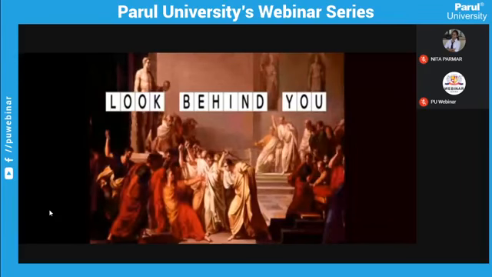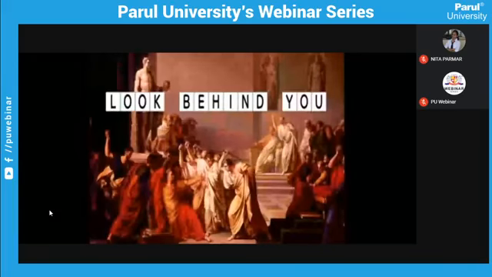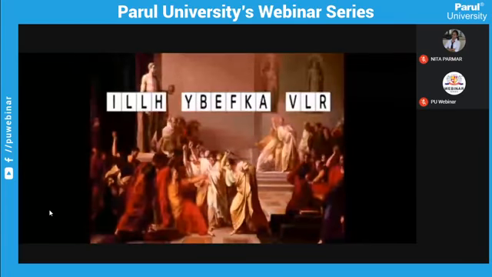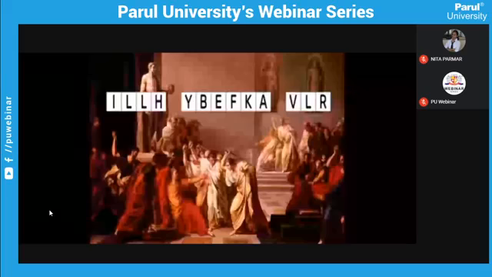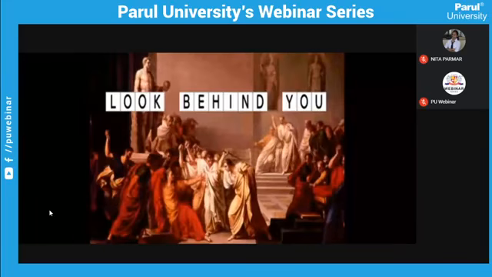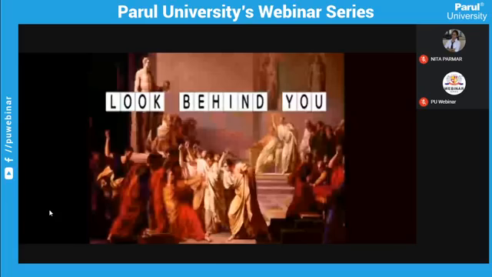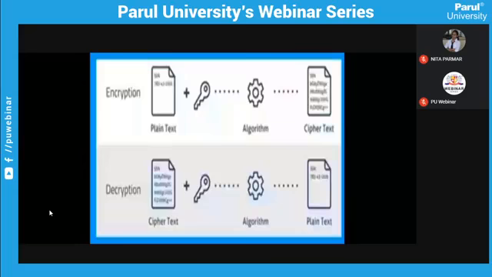Julius said look behind you, but it was encrypted in such a way that no one could understand. So the ciphertext was the encrypted line, but the actual plain text, means the message he wanted to convey, was this: look behind you. So let's see the algorithm of this encryption.